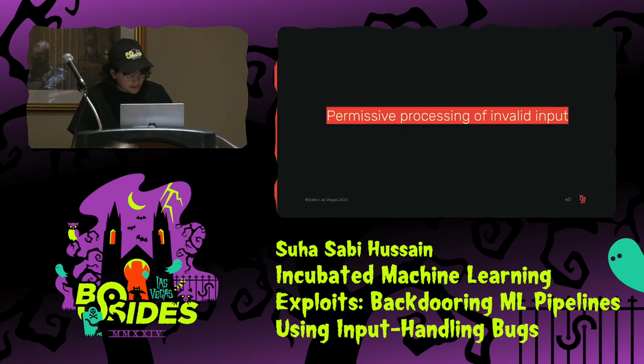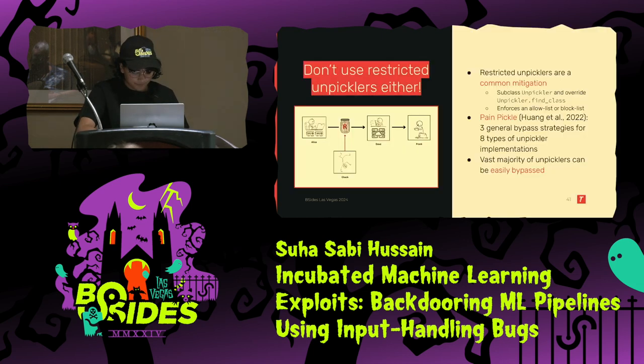Now onto the next class. This term just means you shouldn't try to correct invalid input, reject it altogether. It's sometimes referred to as the anti-robustness principle. To mitigate the issues with pickling, many developers write restricted unpicklers, which are subclasses of Unpickler that enforce an allow list or a block list. But these actually aren't that hard to bypass. There's a methodology called Pain Pickle that demonstrates how to automatically bypass restricted unpicklers, which can enable arbitrary code execution and therefore backdoor attacks. They identified 8 different types of unpicklers and 3 strategies that work against the vast majority of them. So much like pickle was a problem for Bob, restricted unpickling bypasses are bad for Dave if he's relying on them in some fashion in his product.